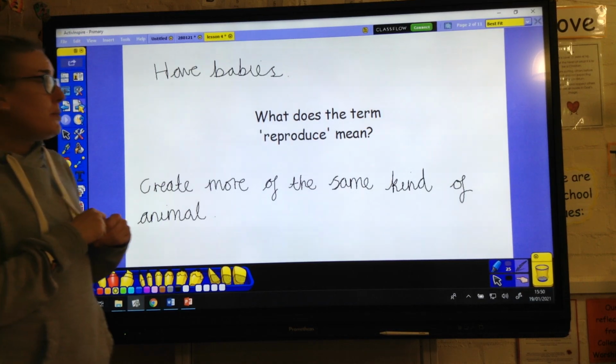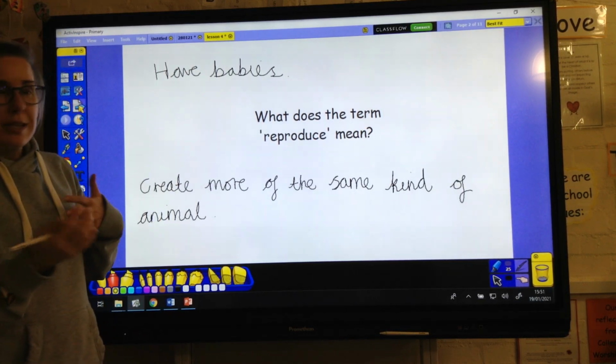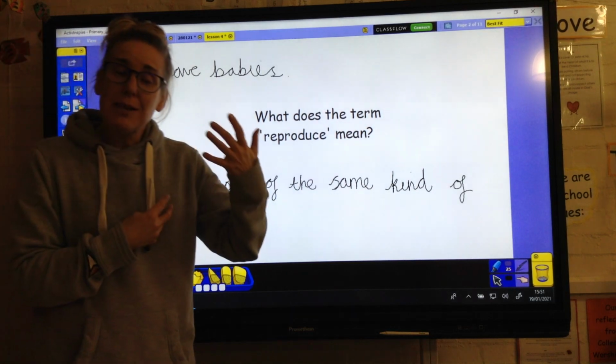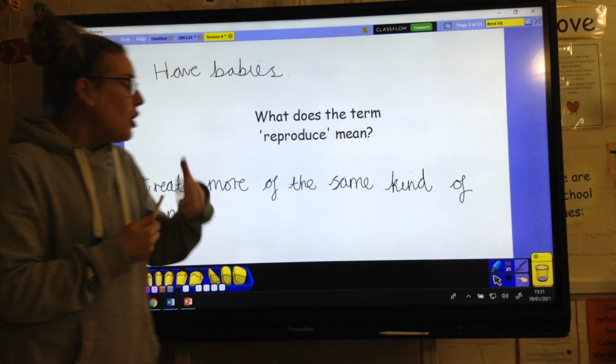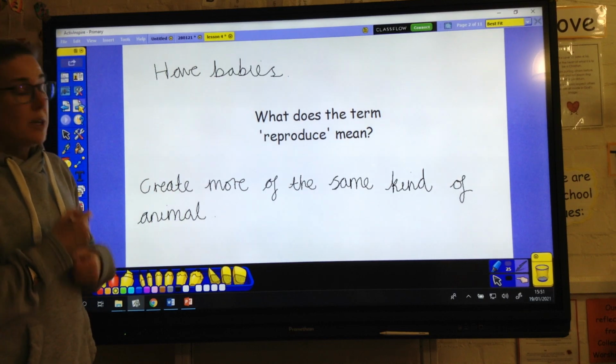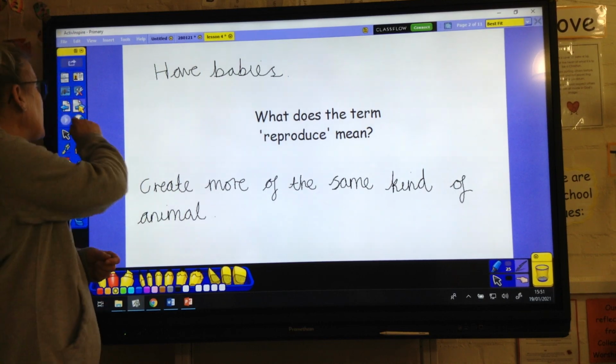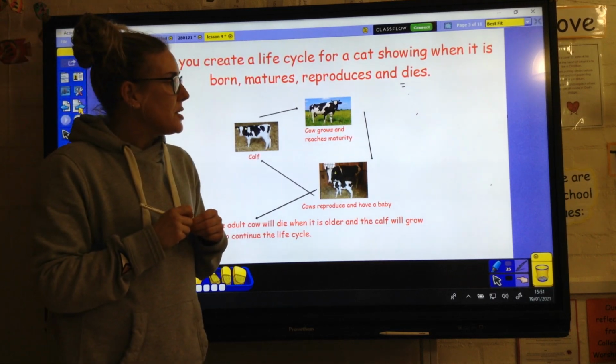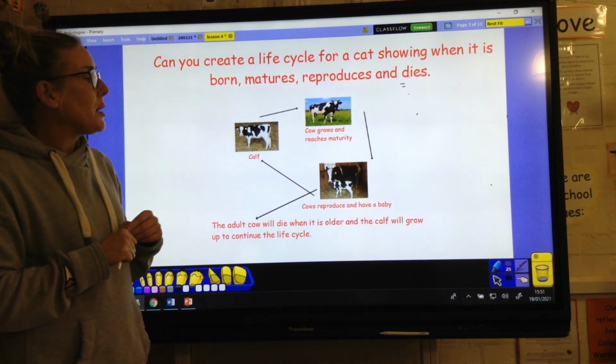What does the word reproduce mean? I've just explained that already. It's about having babies, and it means that an animal is able to create more of the same kind of animal. So reproduce is about having babies. So we've thought a little bit about life cycles. This week we're going to carry on thinking about life cycles.